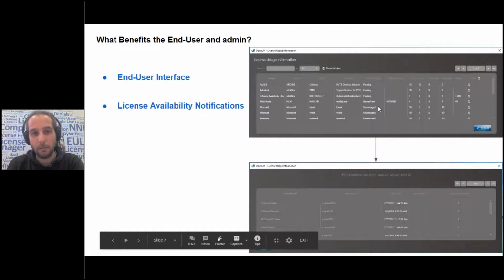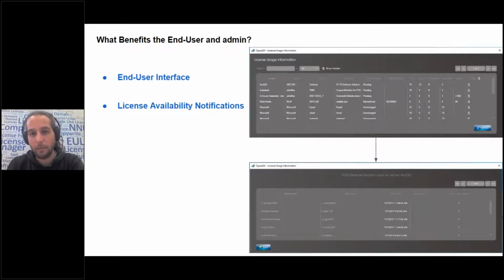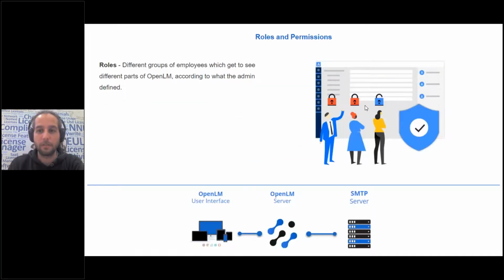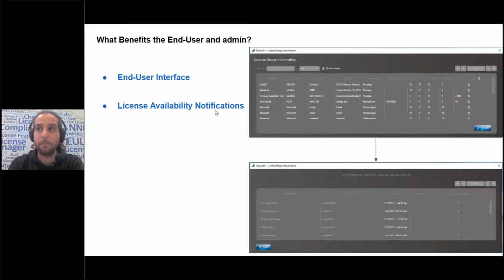The agent component is a very lightweight component which enables the end user to see what's going on with the licenses that they need. For example, I need MATLAB, so I access this interface on my workstation and I see what's going on with MATLAB currently, what's the total number, how many are used, how many are free, and I'll know what to do as an end user.